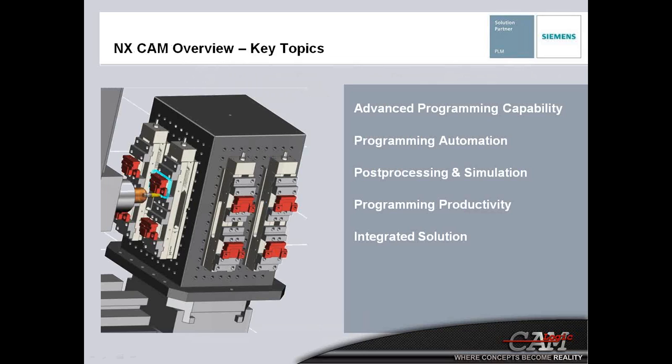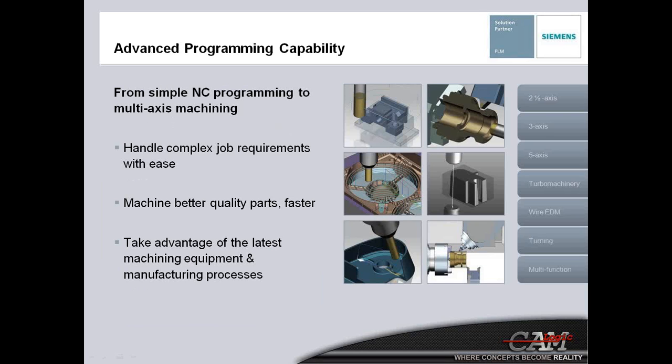So the main topics we're going to be going over today: advanced programming capabilities, programming automation, where the rubber meets the road with post-processing and simulation, and also programming productivity and integrated solutions. NX CAM offers a wide range of in-depth NC programming capabilities that allow us to address many tasks using one system. All the way from 2.5 axis clear down to multifunction, NX CAM pretty much offers a solution that can program primarily any type of machine that you have out on your shop floor.